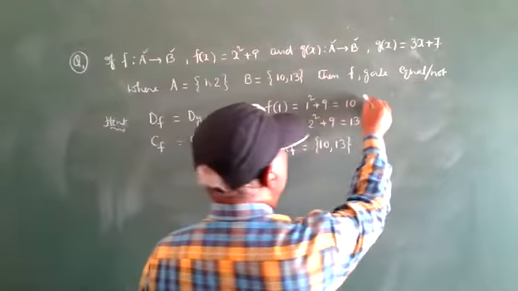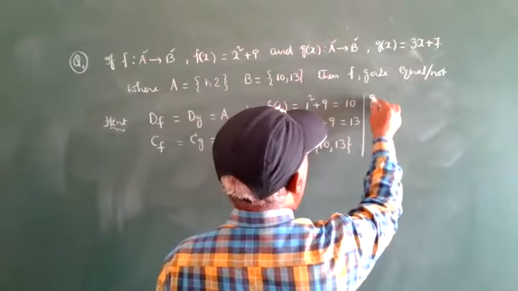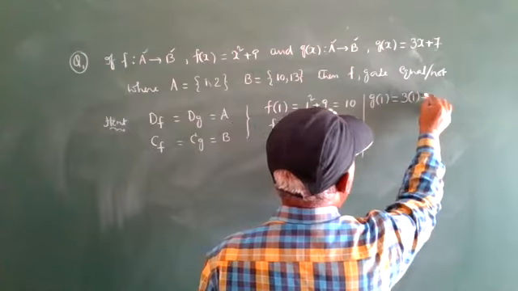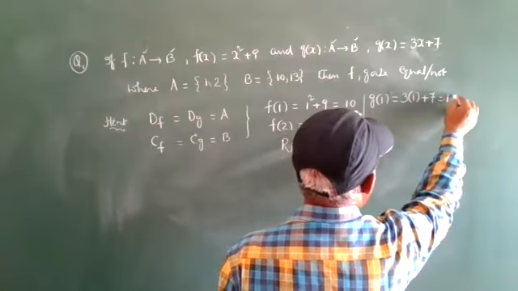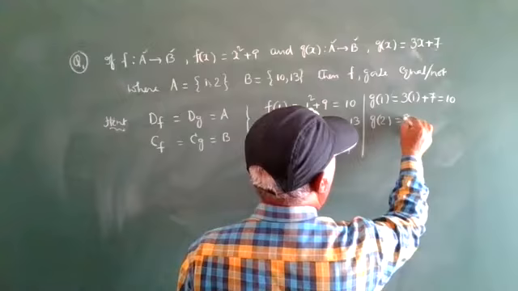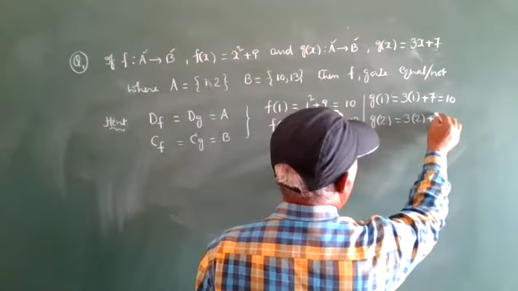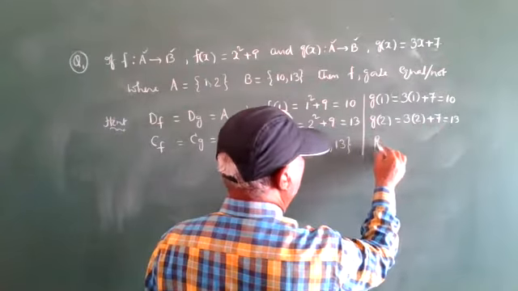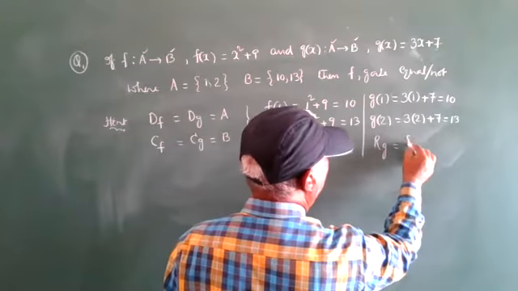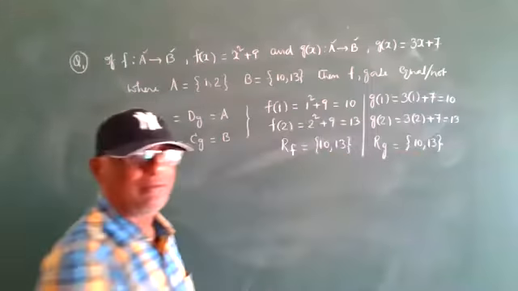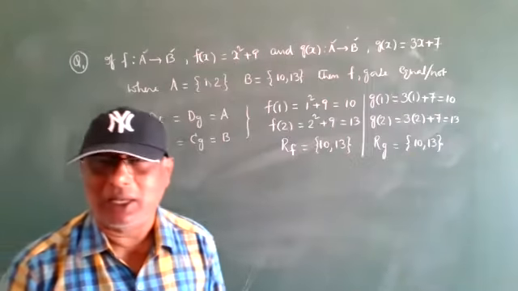Now substitute in g. g of 1 is equal to 3 into 1 plus 7, that is also 10. g of 2 is equal to 3 into 2 plus 7, that is also 13. Range of g is equal to the same 10, 13. Therefore, the range of f and the range of g both are equal.